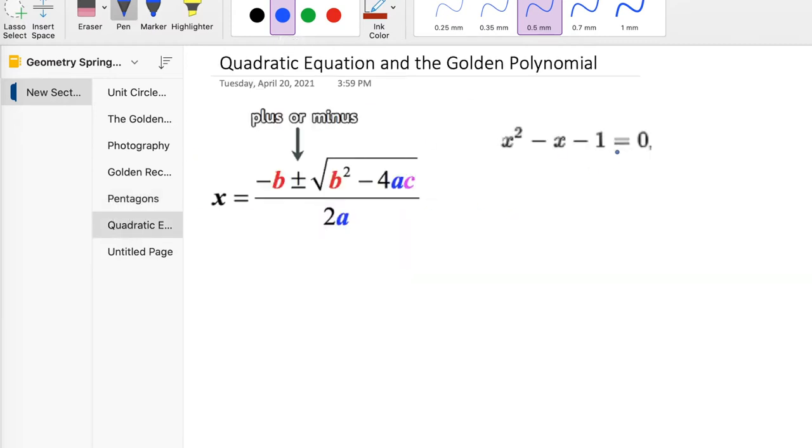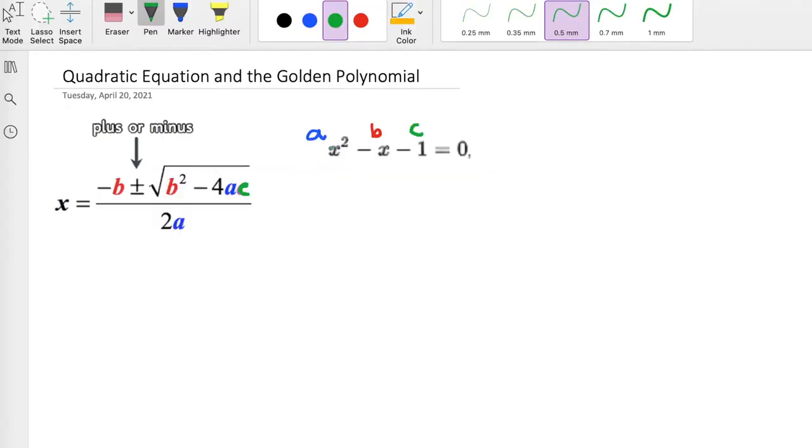So let's talk about how we can get that from this equation. What we know about the quadratic equation is that the number in front of the x squared, in this case there's no number, it would be 1x squared, is the a. The number in front of the x here would be 1, that would be the b, and the c would be the number -1. So we're going to plug that into the equation.